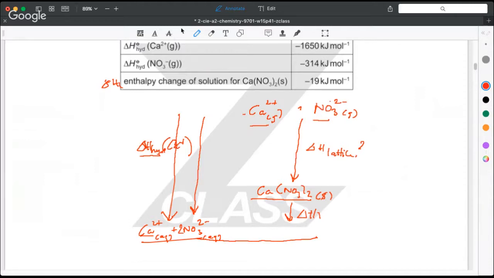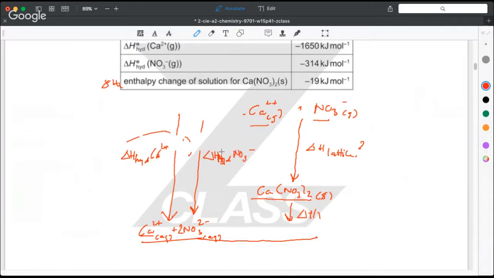Excuse me, I've written that one negative there, isn't it? My mistake. So we've got the enthalpy of hydration of the calcium ion, and we've got the enthalpy of hydration of the nitrate ion. What am I doing? That's minus one there.